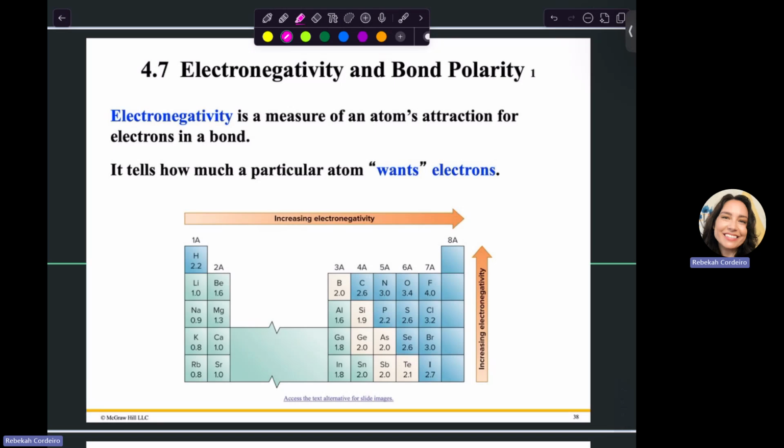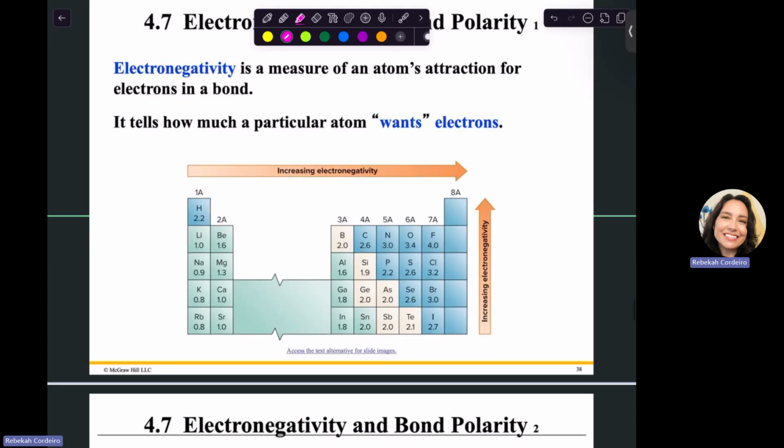Electronegativity is a measure of an atom's attraction for electrons in a bond. We've talked about this in class a little bit, but it basically tells us how much a particular atom wants to gain electrons. So if you're in a bond with this atom, how hard are they going to pull your electrons that you're sharing? So think about it as a tug of war. A high electronegativity means that atom is going to pull a lot more than a low electronegativity.